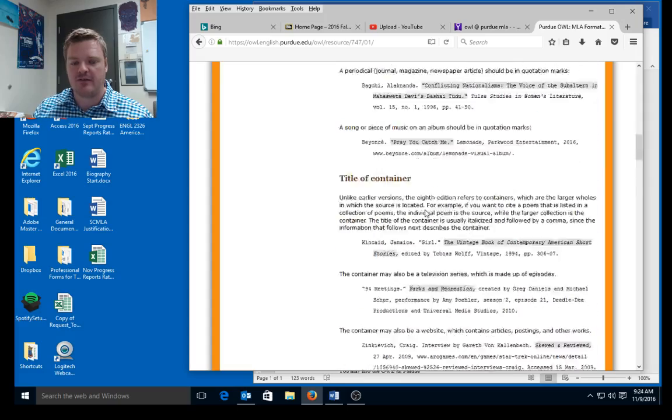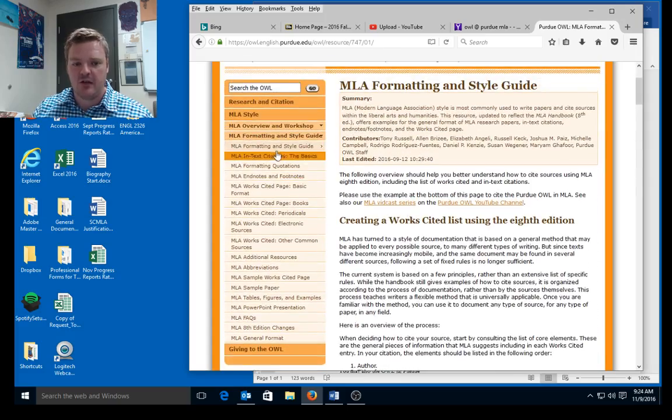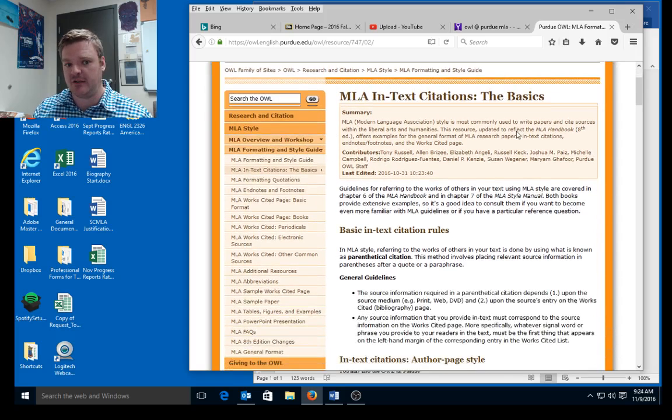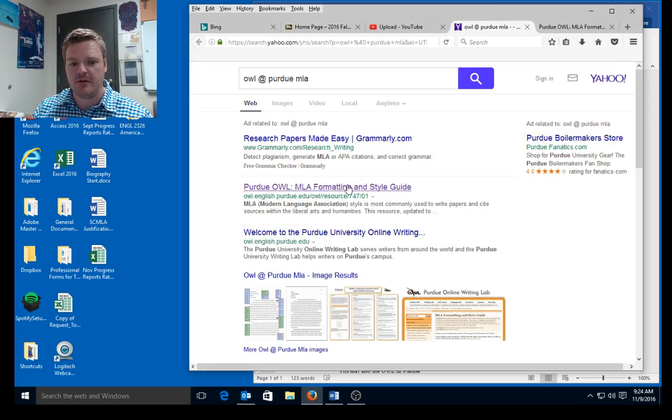And then for this citation style, you also have to have in-text citations, which are explained here in the MLA in-text citations, the basics. So all you have to do is search for OWL at Purdue MLA, and it comes right up. It's as easy as possible. They've made it so easy for you, there's really no excuse. So if you don't have this handbook, if it's a semester without the handbook, then you can go use OWL at Purdue. Or you might have a different handbook with your textbook. I plan on using this video over at least a few semesters.